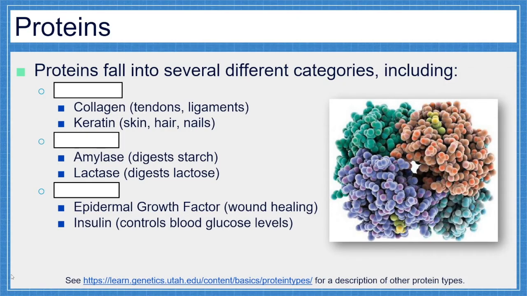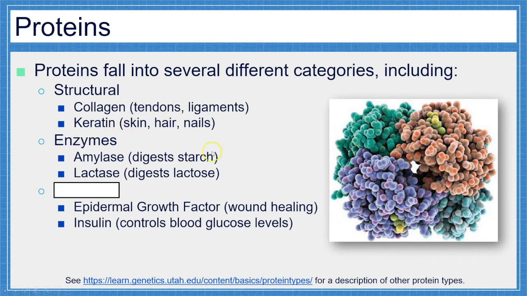First, let's pause and talk a little bit more about proteins, just to clarify what we mean when we say proteins. Like I said before, there's lots and lots of different proteins. In fact, you can see a link at the bottom here where you can go and learn about a whole different range of protein types. But three common ones that we're going to talk about here are proteins that are structural. So that could be things like collagen, which you would find in tendons and ligaments. It could be keratin. Keratin makes up your hair, your nails, and in fact, your skin as well. So those are structural proteins.